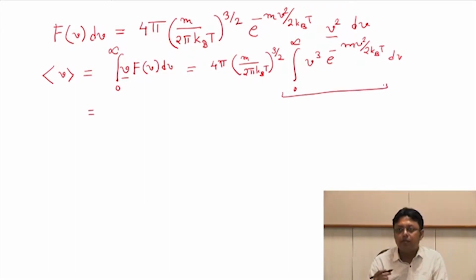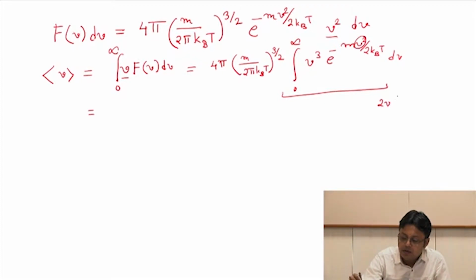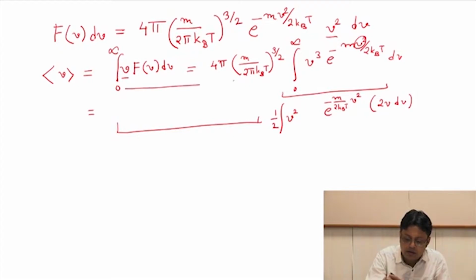Again, we'll just write it in terms of a gamma function, and the way we can write it is that the term here is v², so we'll write it as 2v dv, and then it will be e to the power minus m by twice k_B T, that is a, into v², and then we'll have only v² left here because I have already taken a v² here, and then there will be a half multiplied by all the constants which we have written here.